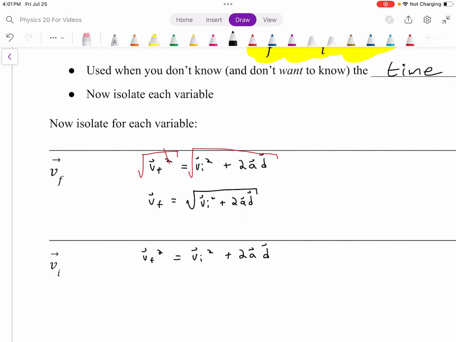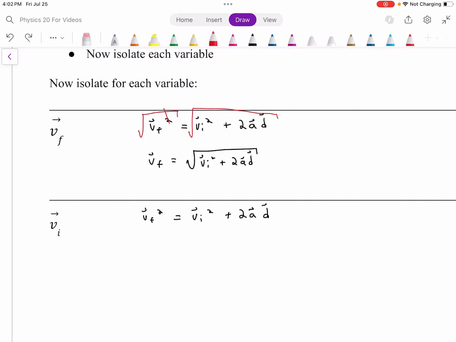Now, a very common student mistake here, do not do this, is to say that that square root and that squared cancel out. But they don't, because there's a lot more being square rooted than just VI squared. If we did that, 2AD never got square rooted, and it was supposed to be. We can't do that because everything is being square rooted. The best we can do is just leave it like that, but that makes it nice and quick and easy to isolate VF.